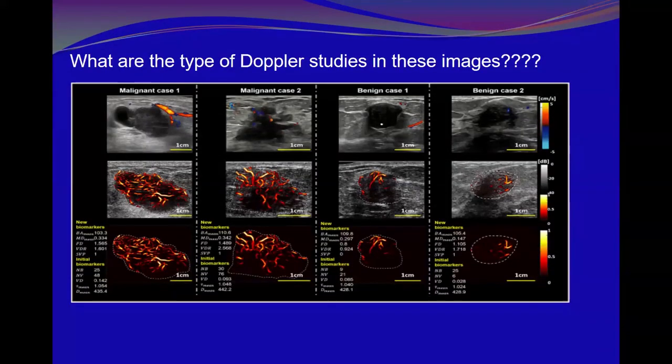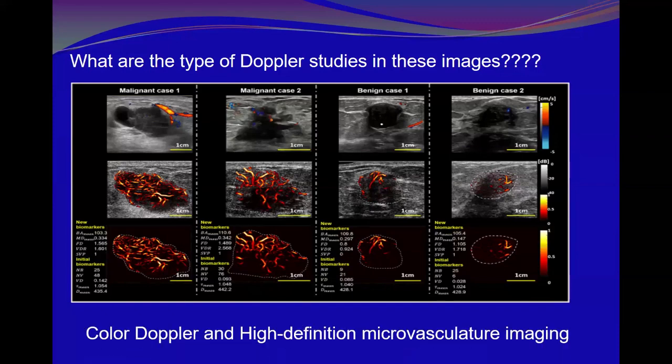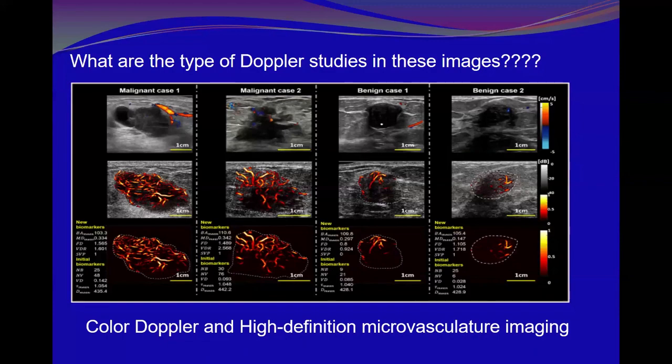What are the types of Doppler studies in this image? Here, this one and this one. What is this one first? This is color Doppler, because we can appreciate two colors. And what about the other one? Power Doppler? Not power. The technique I mentioned, where we have seen microvascularity. This is the enhanced microvascular technique.